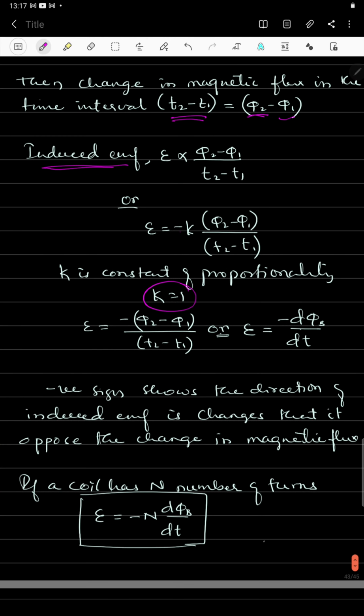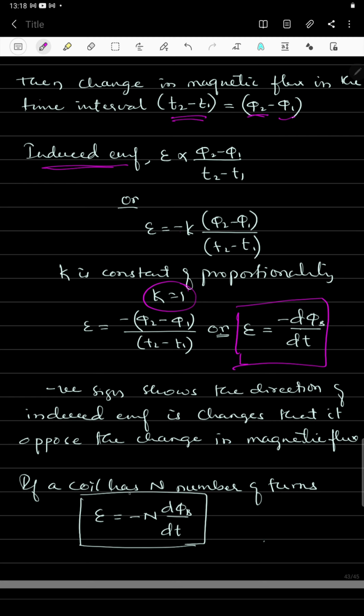So the equation becomes E equals minus of (phi 2 minus phi 1) divided by (t2 minus t1). So we can write this as E equals minus d phi B upon dt. This is the expression we get from Faraday's law. The negative sign shows that the direction of the induced EMF opposes the change in the magnetic flux.